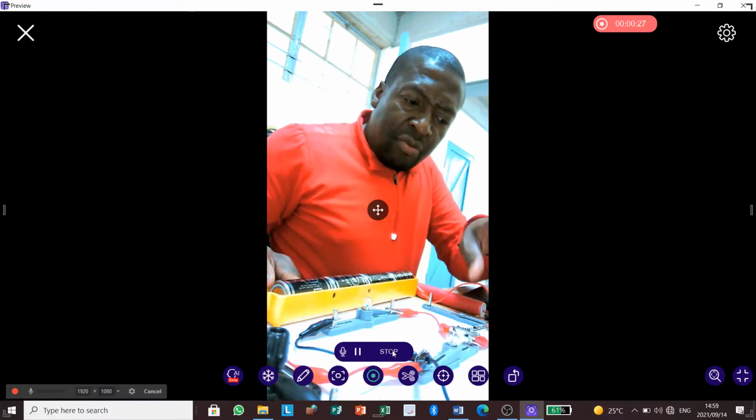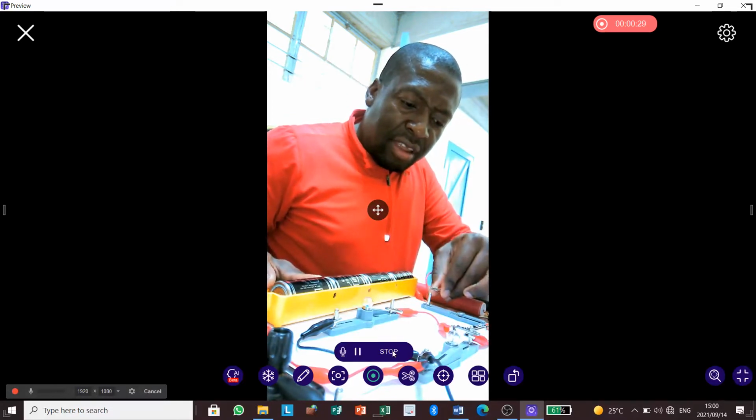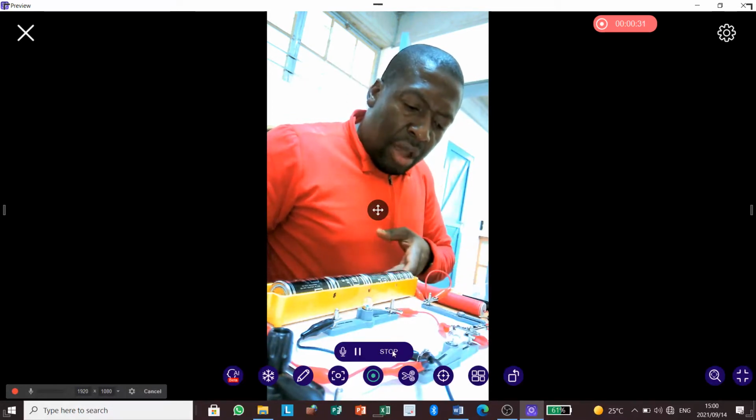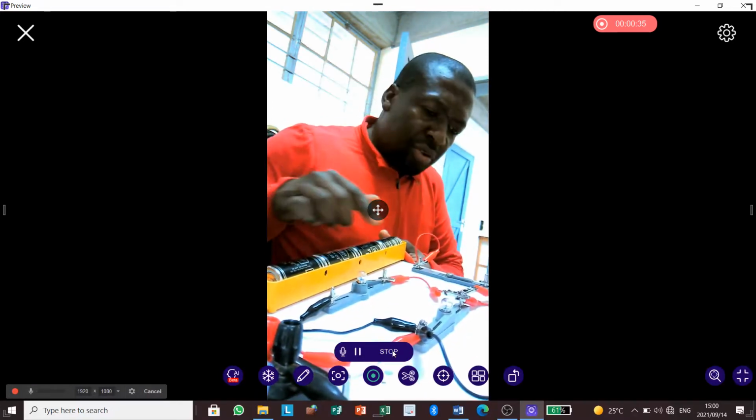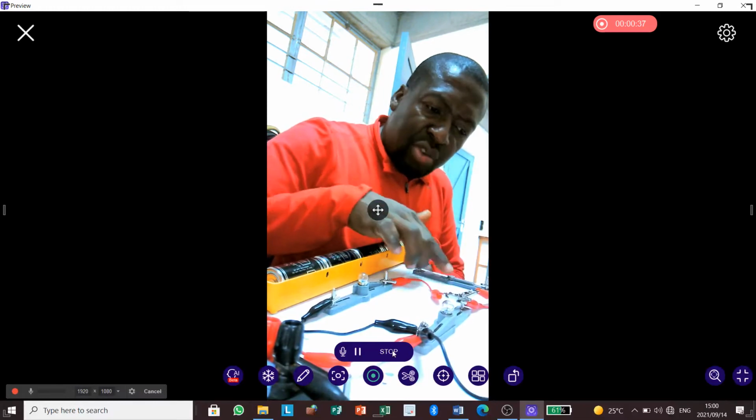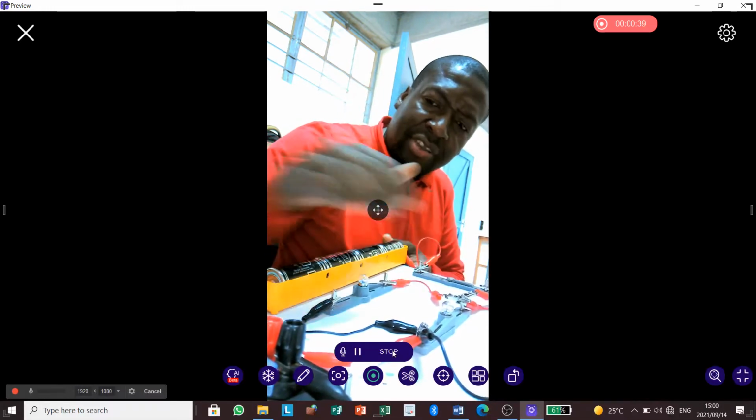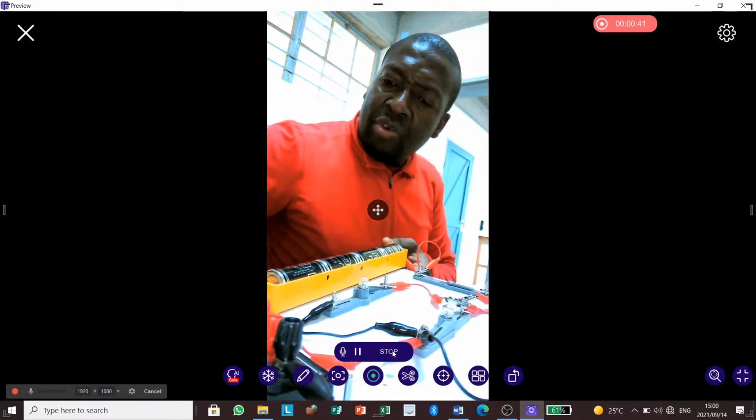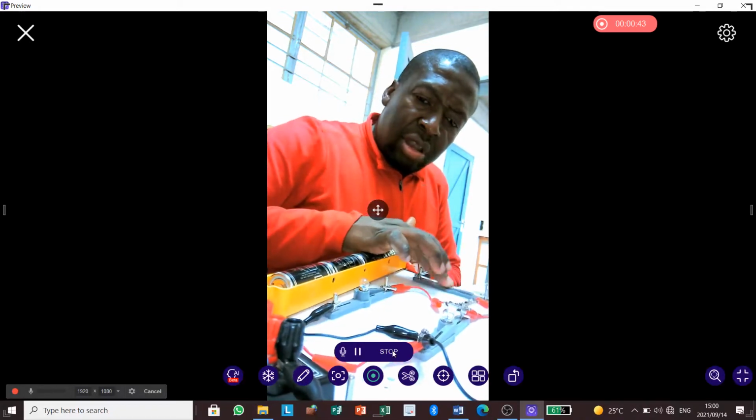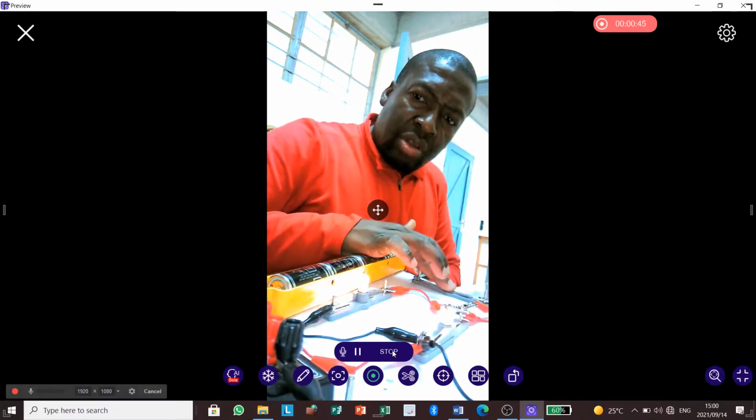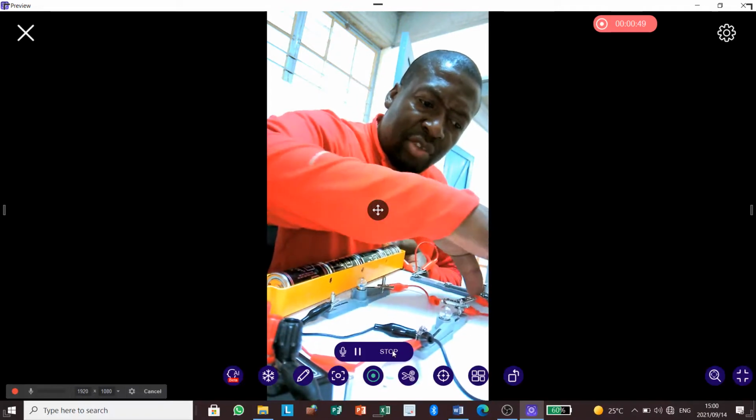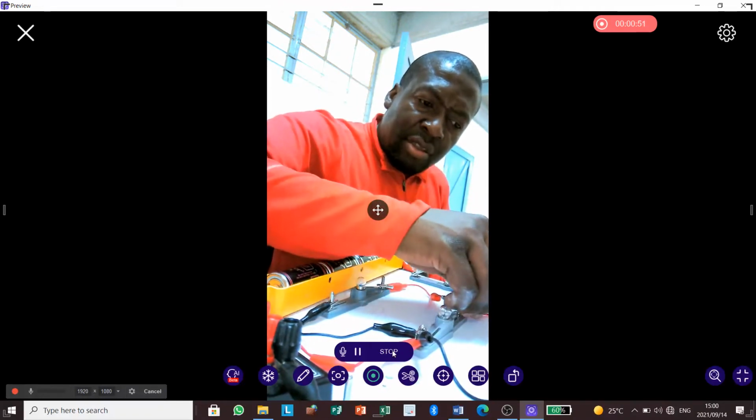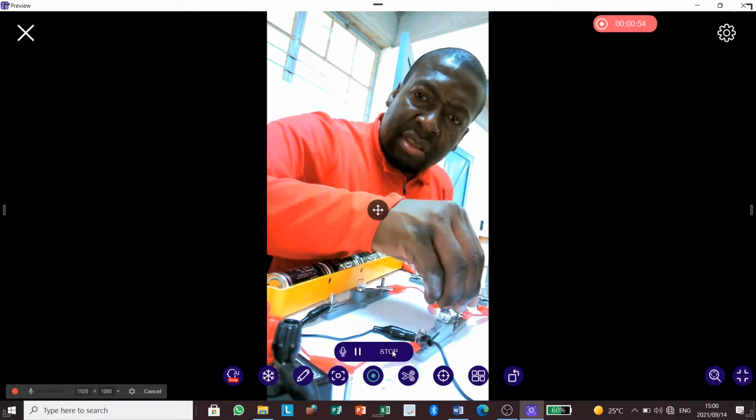From there, what we have connected now is our switch. Now, our switch, that's where we are going to connect our circuit. We are going to be able to turn our circuit on and off. So now, after the switch, we have connected a conductor. So we've got a parallel branch here.